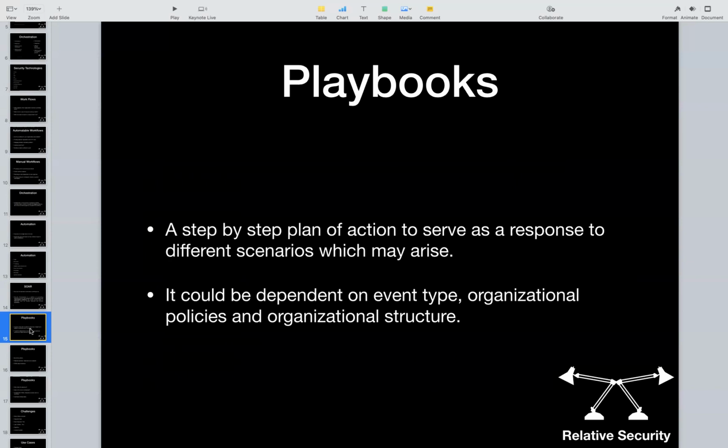For example, if there is a brute force attack, what am I going to do, what are the different steps, what are the different teams that are going to be involved, what is the outcome of the investigation that we are going to do, how are we going to investigate these things. So all these scenarios, all these processes, step by step actions are to be defined in a certain format in a document, and that is called the playbook.